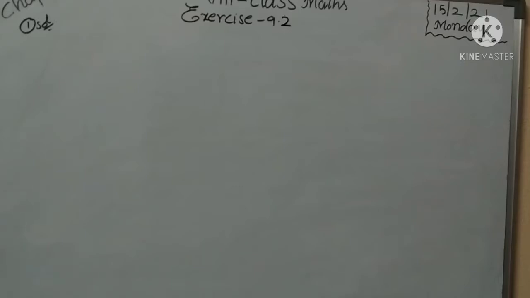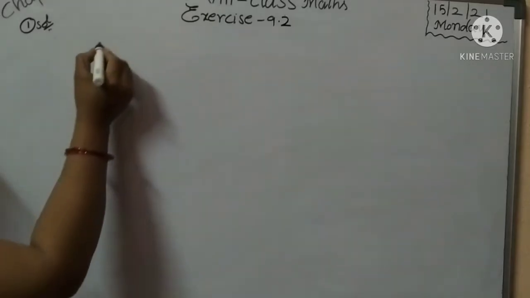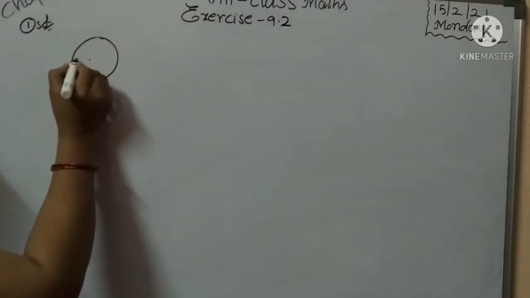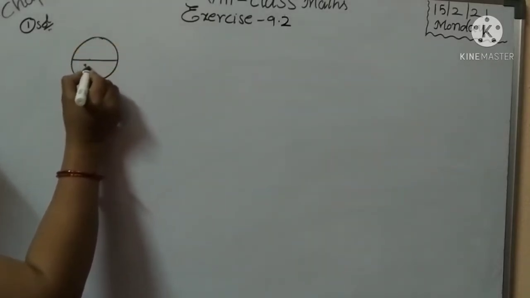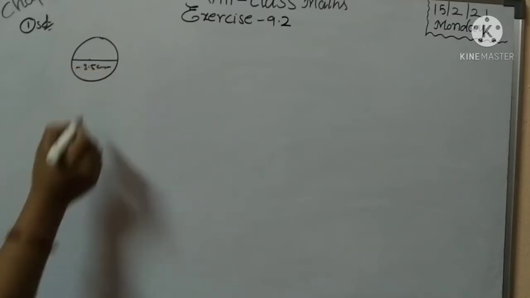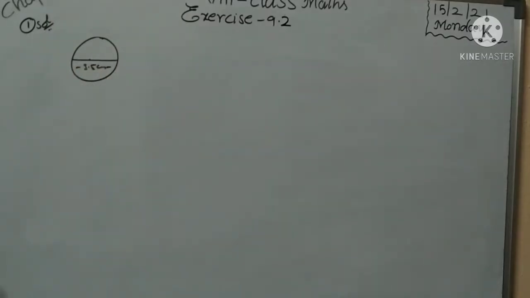The diameter of the circle is already given. First of all, find the area of a rectangle and the area of a circle. Did you understand, children? Once observe that the button shape is a circular shape, and the diameter is 3.5 centimeters.